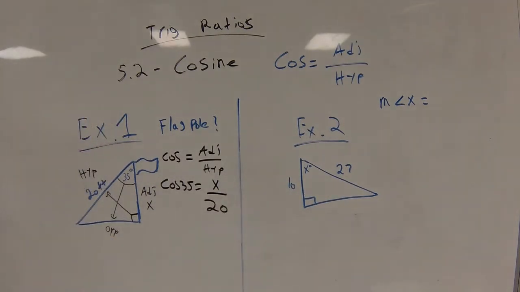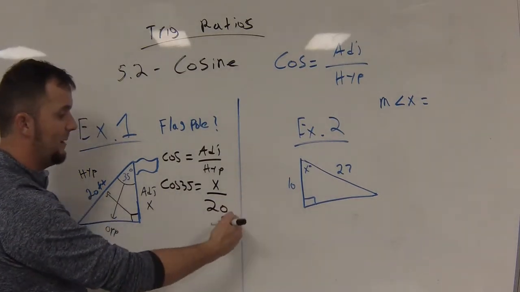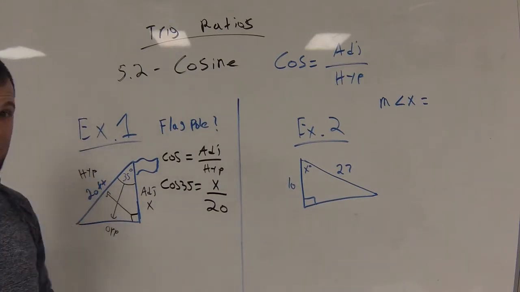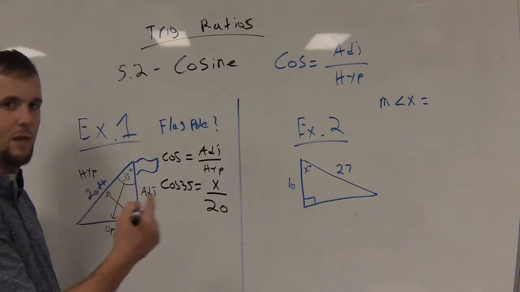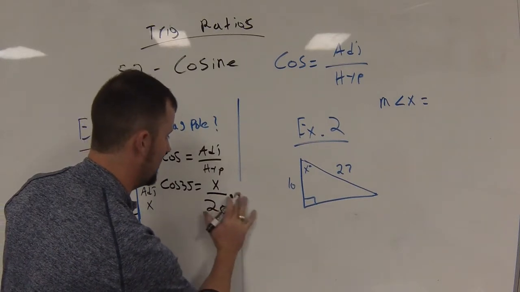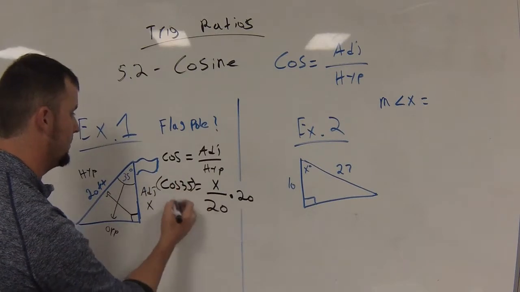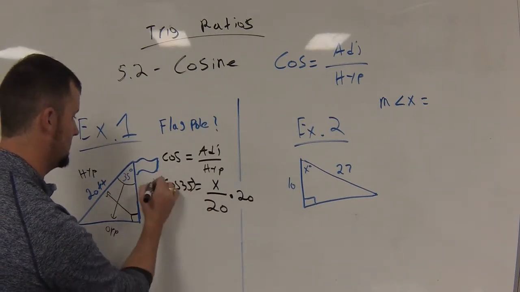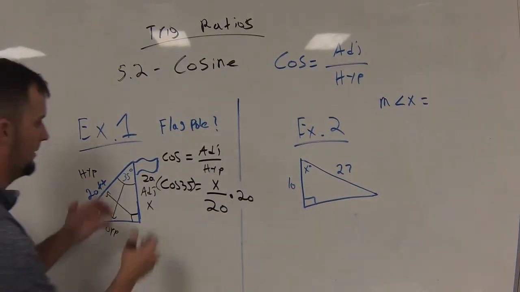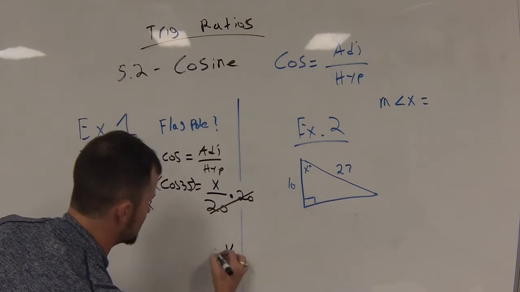Okay? And so now we're doing pretty much the same thing we did earlier. X divided by 20. So I'm going to get x by itself. The opposite of dividing by 20 is going to be multiplying by 20. So I'm going to multiply by 20 on both sides. I know it's kind of bunched up, but we can see it, okay? So this is actually going to cancel, and I'm going to be left with x on this side.